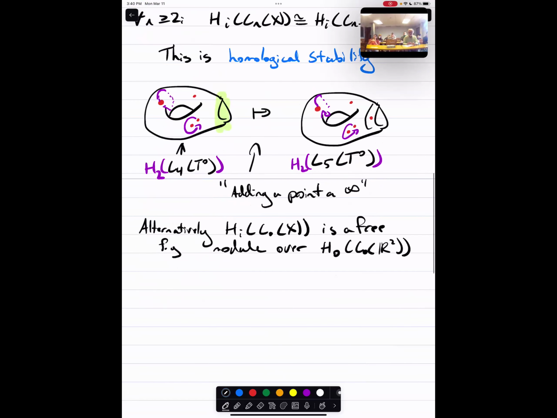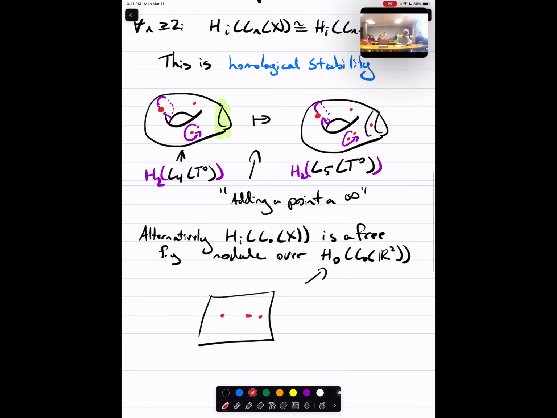And how does this thing work? Well, here's our R2. How do we multiply classes in H0 on any number of points? Here's a class on 1 point. We add another point over here at infinity, and another point over here at infinity, and we can see this is some nice algebraic structure. And multiplying by adding points at infinity is the same thing that we were doing way up here on the right.